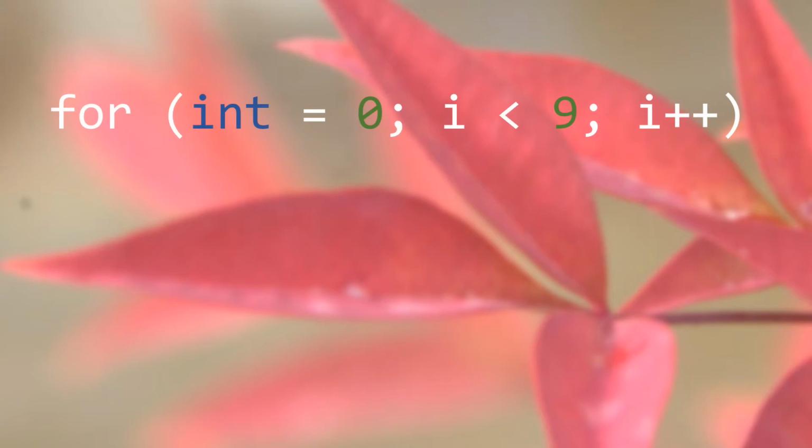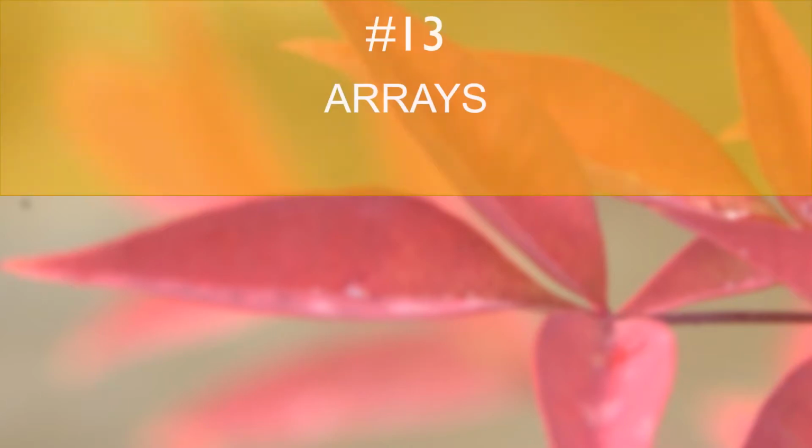Make sure you remember for loops which look like this. This will count from 0 to technically 9 because it's always running while i is less than 10. It won't continue to run when i is actually 10, so this would count from 0 to 9. In this video, we're going to talk about arrays.